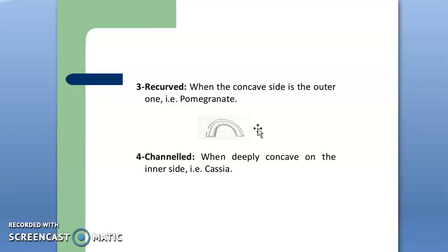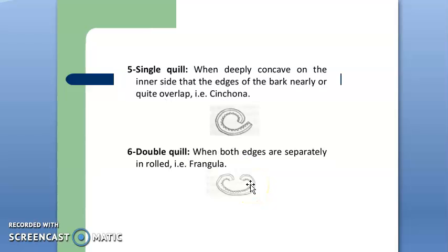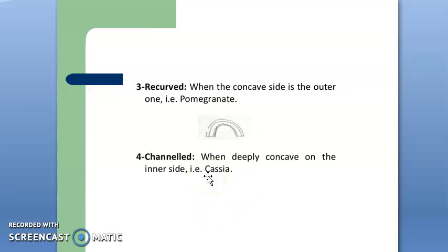So next type is channeled bark. When the shrinkage of the tissue is to a greater extent and it forms a deep furrow or channel, then it is called as channeled bark. Examples are Ashoka bark or cassia bark.